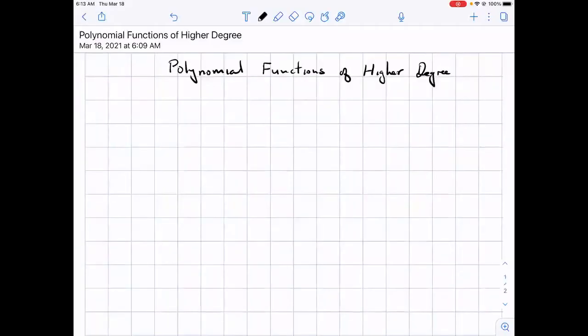Hello. In this video, we will look at polynomial functions of higher degree. You will study basic features of the graphs of polynomial functions. One feature is that the graph of a polynomial function is continuous. So if we look at the picture, you will see a nice flowing graph.